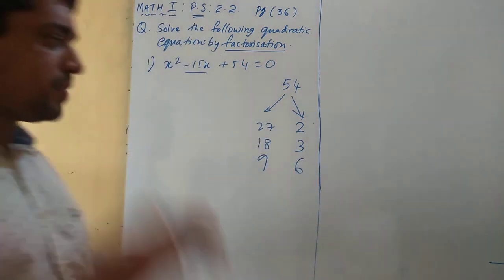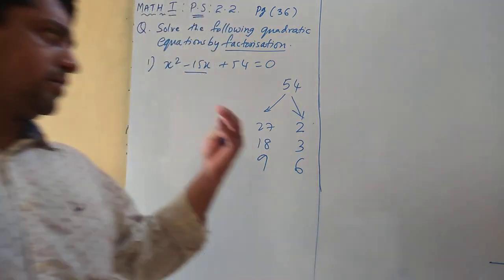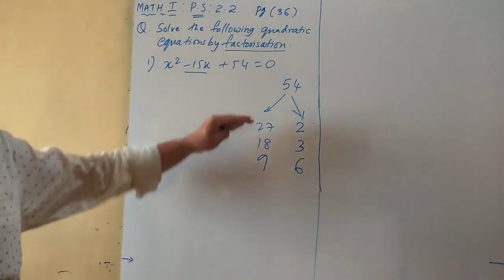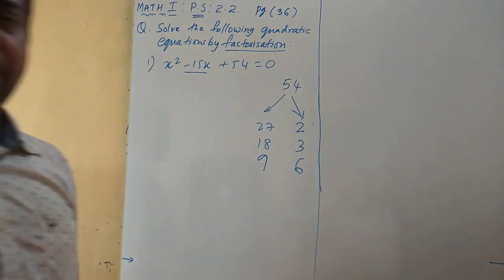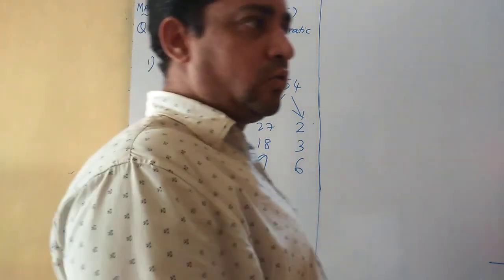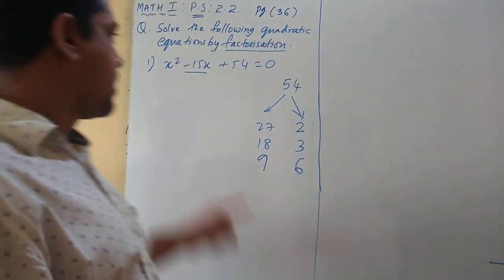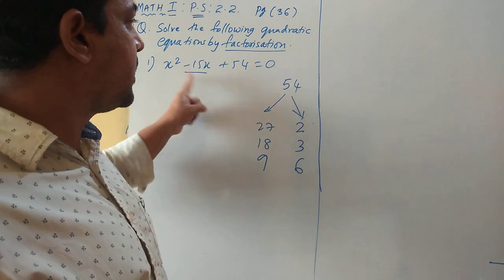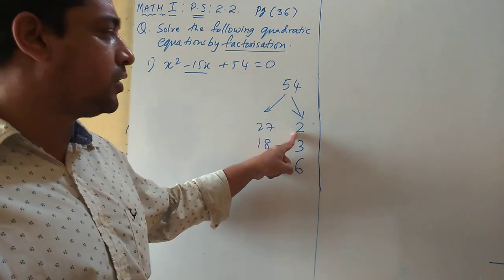Okay, I have taken 3 pairs. Now here we are getting 54. When I multiply all these 3 pairs, I am getting 54. But I am not getting the middle term. What was the rule? Once you split the middle term, you should get, by addition or subtraction, the middle number only. So if I am adding or subtracting this, I am not getting it.